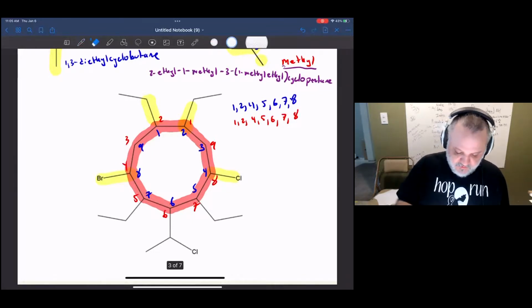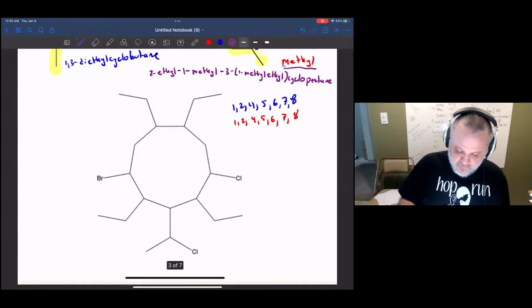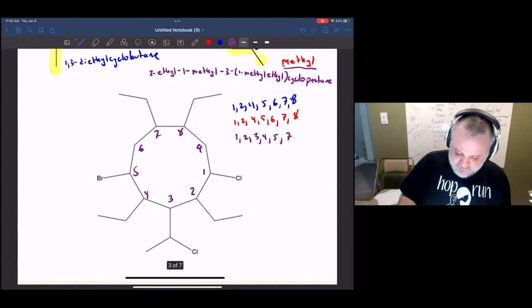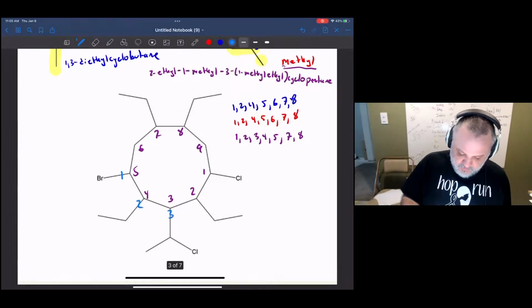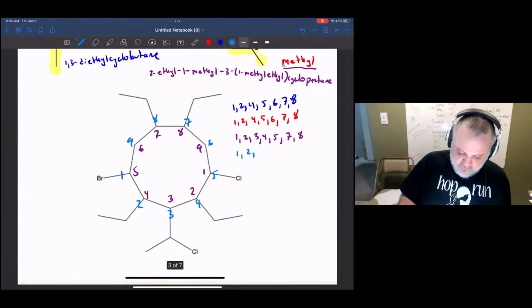So I'm going to erase, so I have some room here to deal with things. So let's try 1, 2, 3, 4, 5, 6, 7, 8, 9. So that's 1, 2, 3, 4, 5, 7, 8. And then if I go another direction over here, I would get 1, 2, 3, 4, 5, 6, 7, 8, 9. So 1, 2, 3, 4, 5, 7, 8.